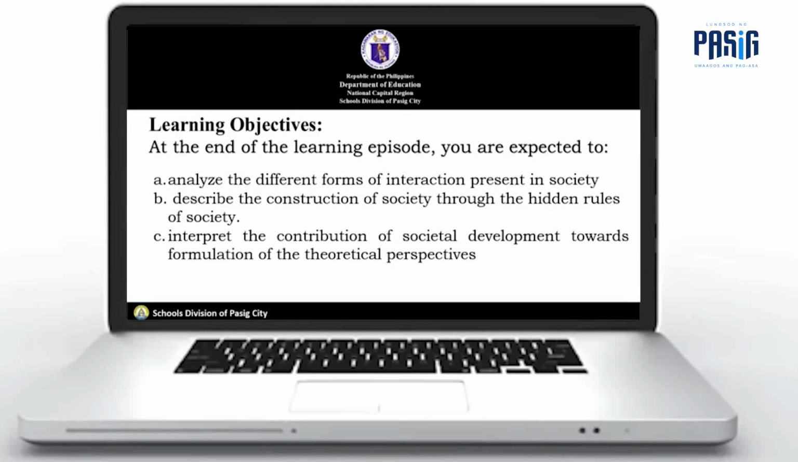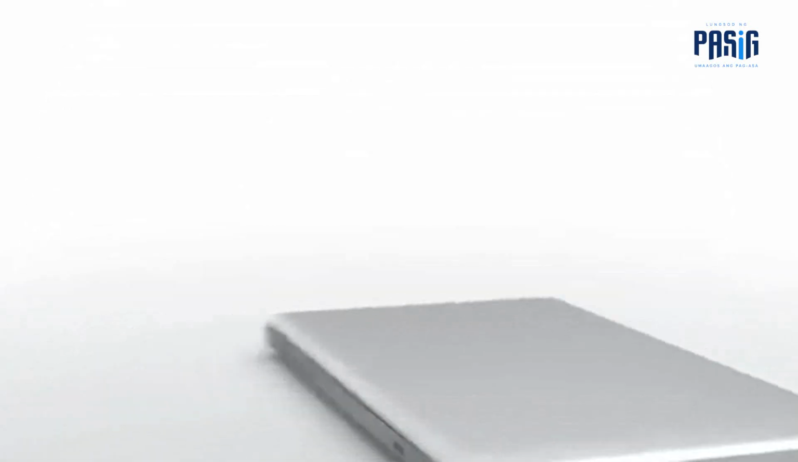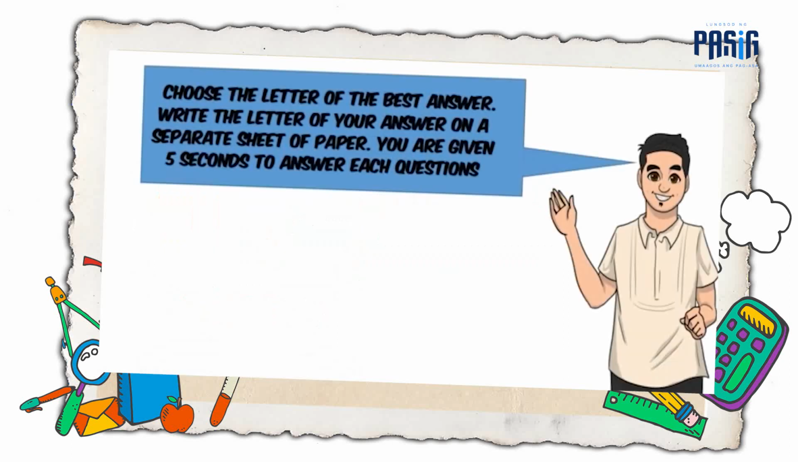Let us have our pretest prior to our lesson for this morning. Choose the letter of the best answer by writing it on a separate sheet of paper. Remember, you are given 5 seconds to answer each question.